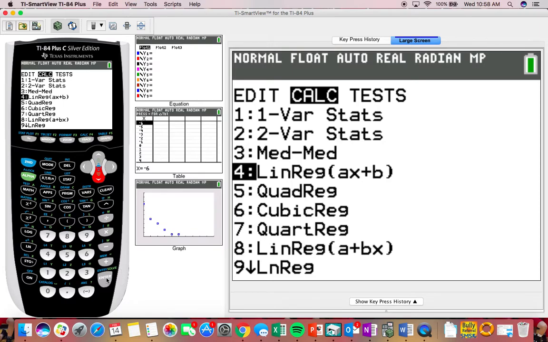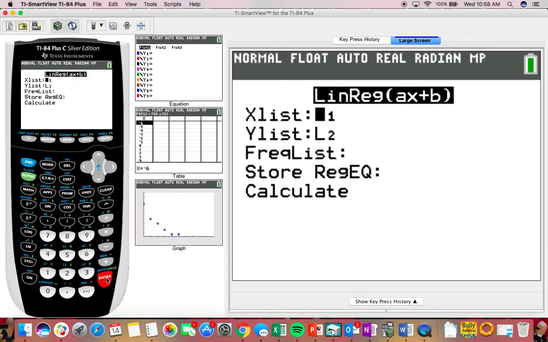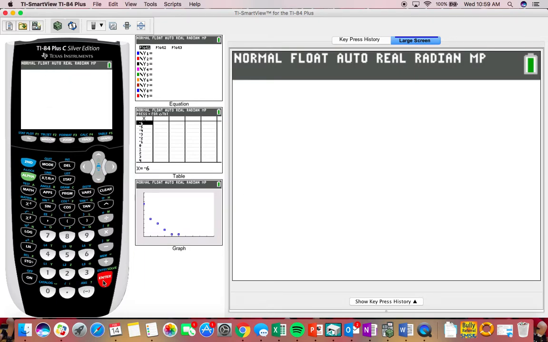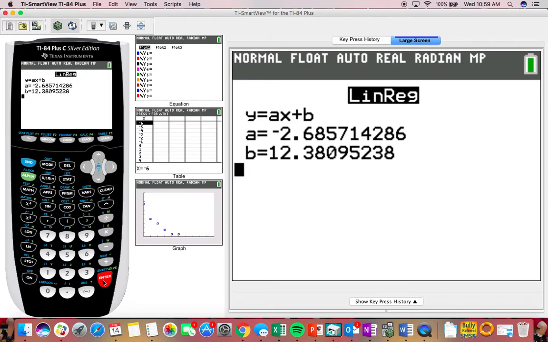Okay, so for linear regression, what I'm going to do is kind of like what we did when we were typing it into our graph. Make sure X list is list 1, Y list is list 2. For right now, let's skip the frequency list and storing the regression equation and hit calculate. Here's what mine gives me. It tells me A is negative 2.68, B is 12.38. Both of which, if you substitute into this equation up here, give you the formula for a line.